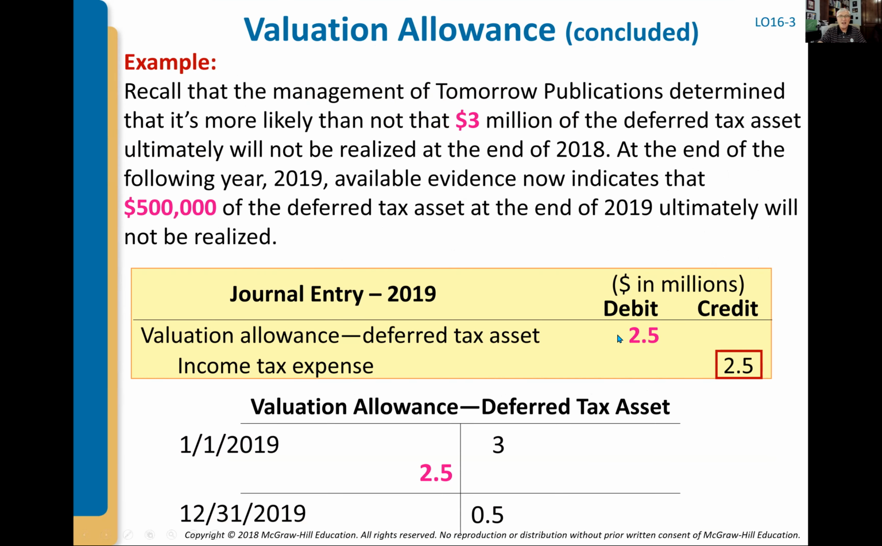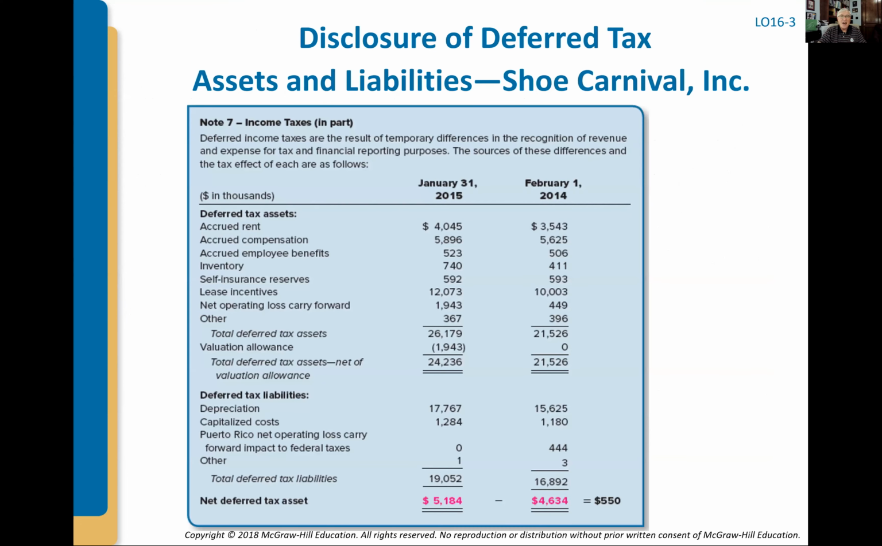And so here's that example where I said, hey, it reversed out in the next year. They didn't need the entire 3, and they debited 2.5, and a credit to income tax expense. What does that mean? It means a reduction in income tax expense. A lot of disclosure is required for taxes.